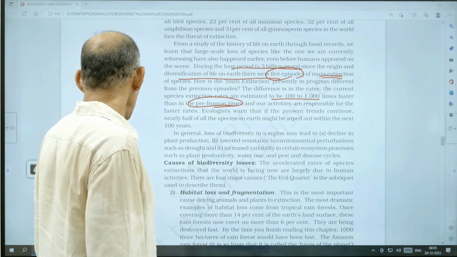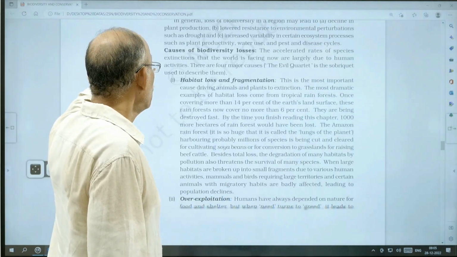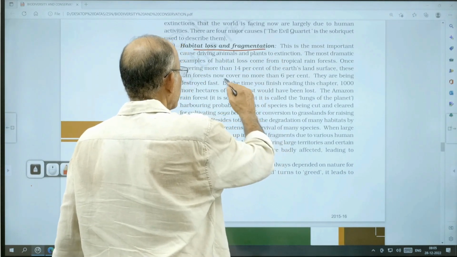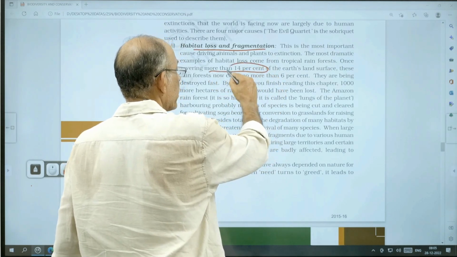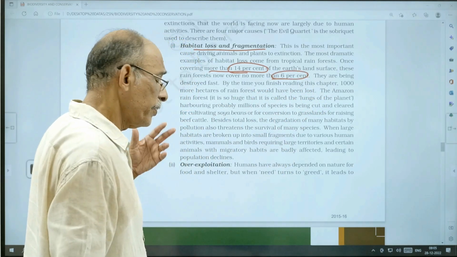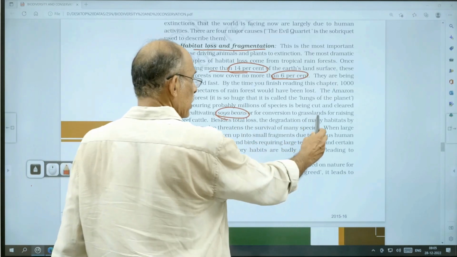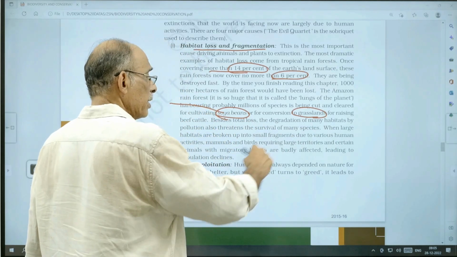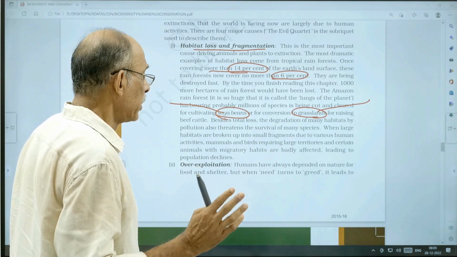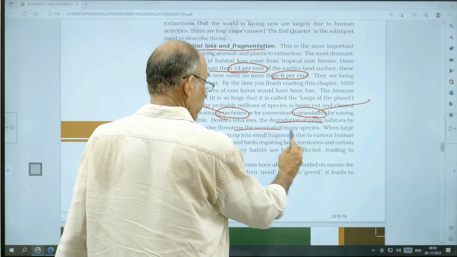And what are the causes of biodiversity loss? The first cause is habitat loss and fragmentation. Tropical evergreen forest, once 14% of Earth's surface, has now come down to only 6%. In many of the Amazon forests, huge areas have been cleared for soybean cultivation and for grassland for cattle, for export and for feeding cattle. A huge area of these Amazon forests has been degraded, and the degradation of habitats has led to the loss of many species.